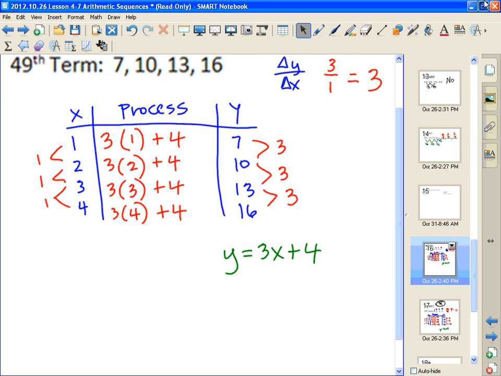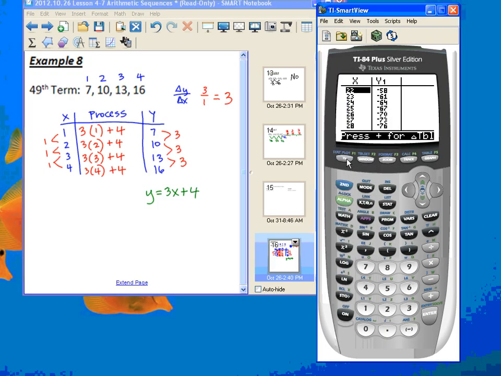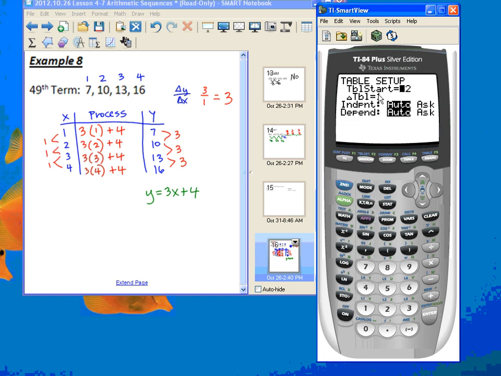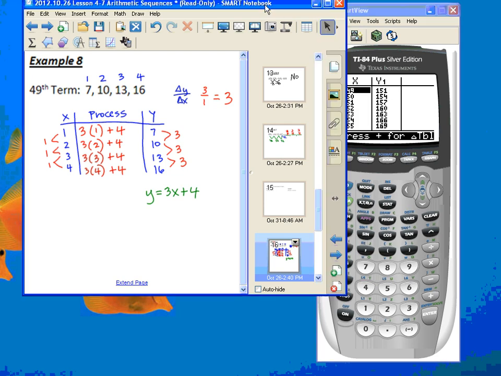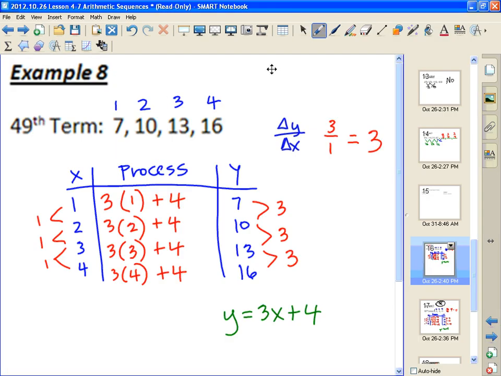So I can type that in my calculator. I'm going to go y equals, and type in 3x plus 4. Second window, because that'll take us to the skip button. Okay, and we want to skip to number 49. So when x is 49, y is 151. So for this one, you would say your answer would be 151.